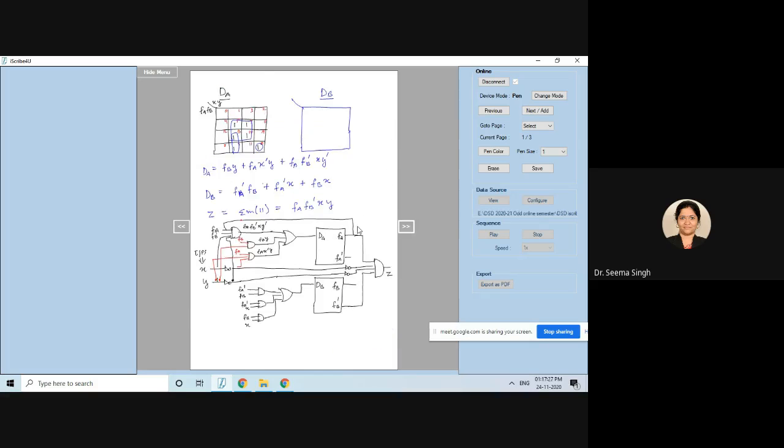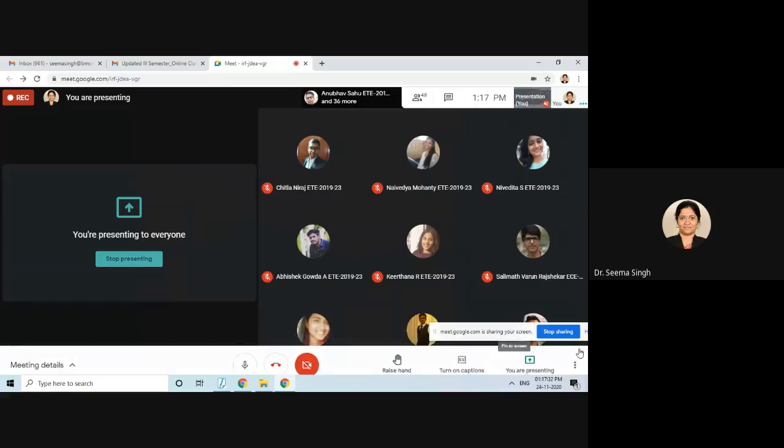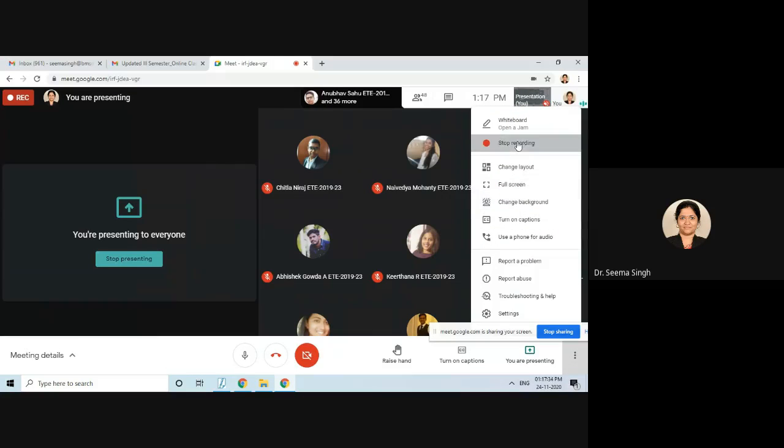So you can see it is just a 3-page procedure, not that difficult. I hope you all have understood this. Any doubts, you can ask me.